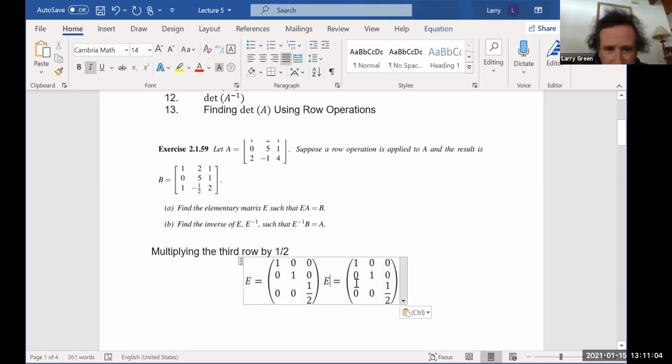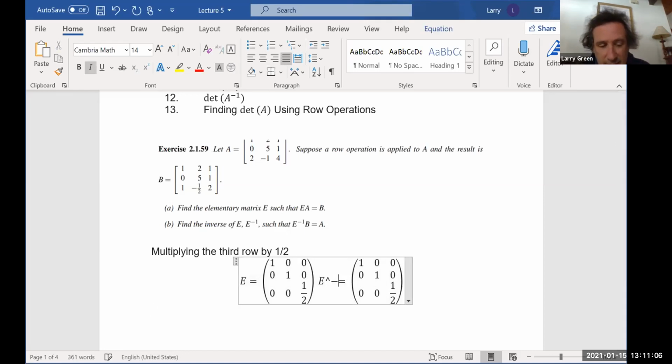So E inverse, instead of a half, I get a 2 there. Does that make sense?